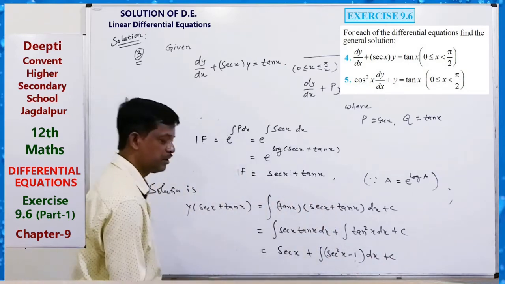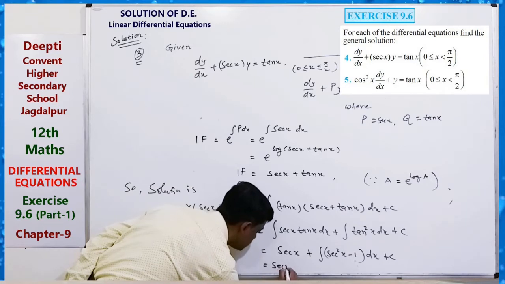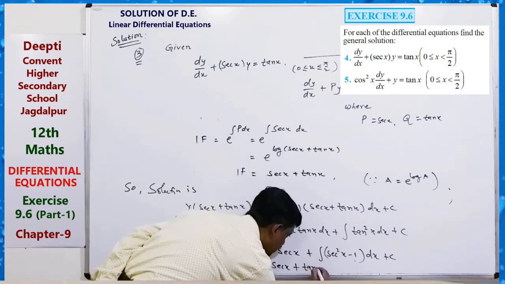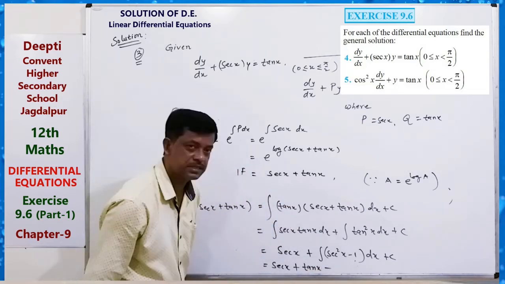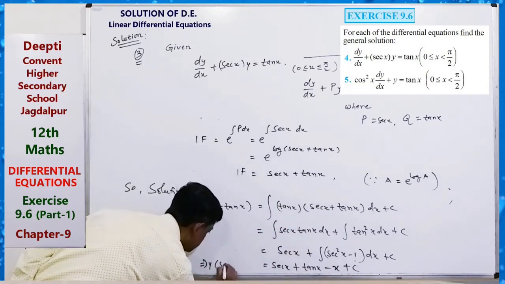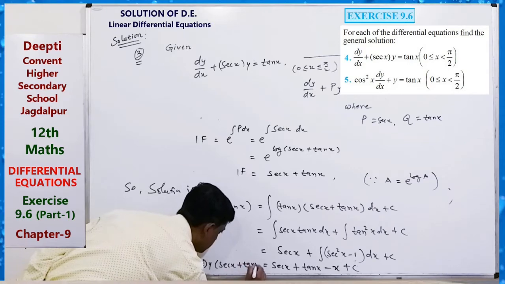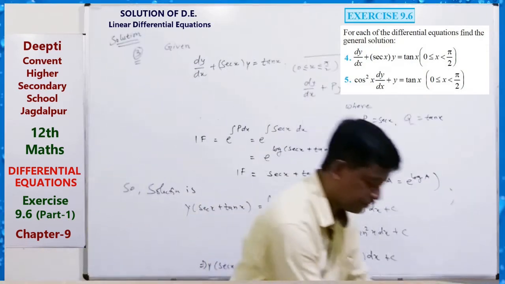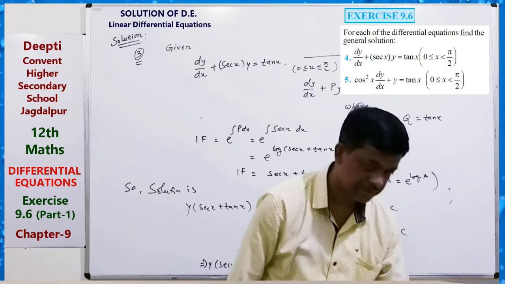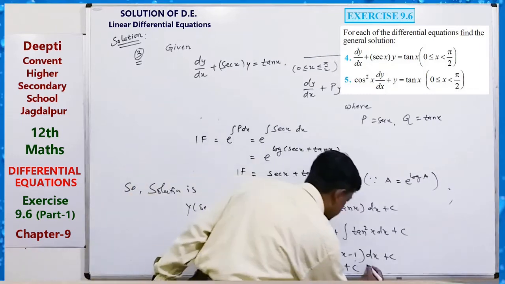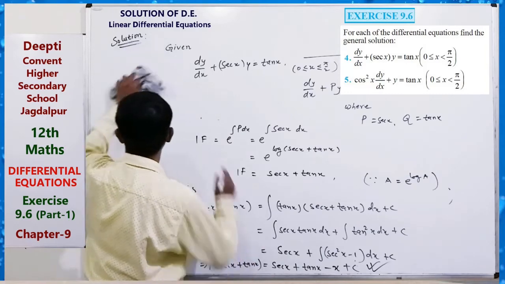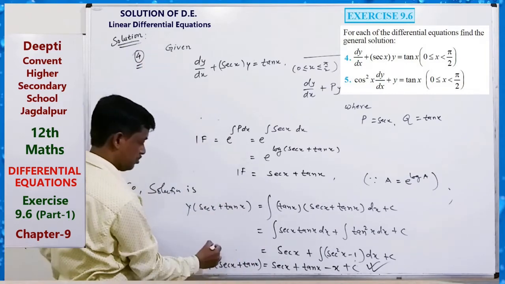The solution will be sec x plus tan x minus x plus C, and on the left hand side y into sec x plus tan x. This is the solution. Okay, you can check it. Question 4. Clear? This is the solution for question 4.